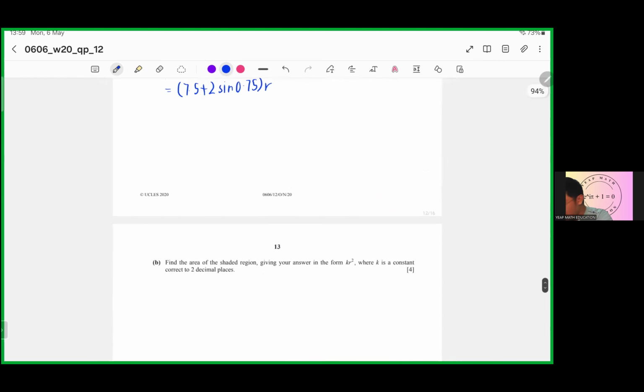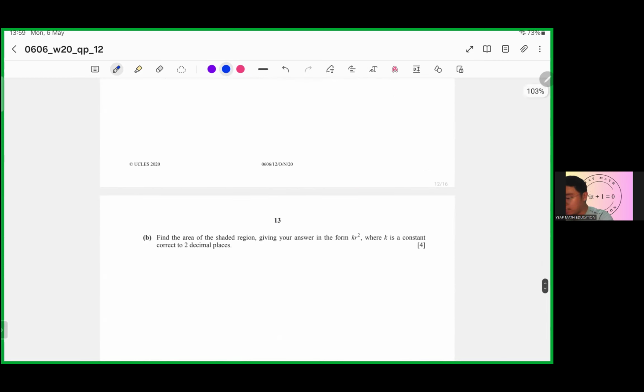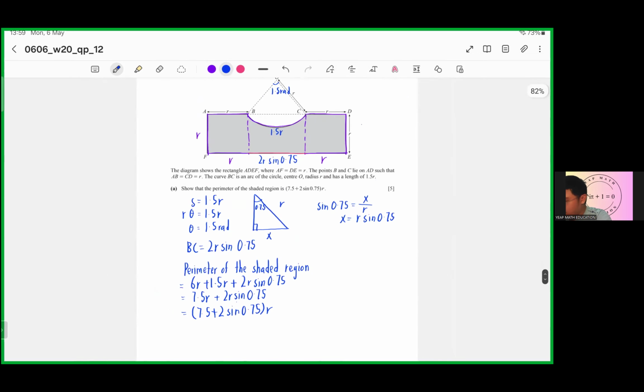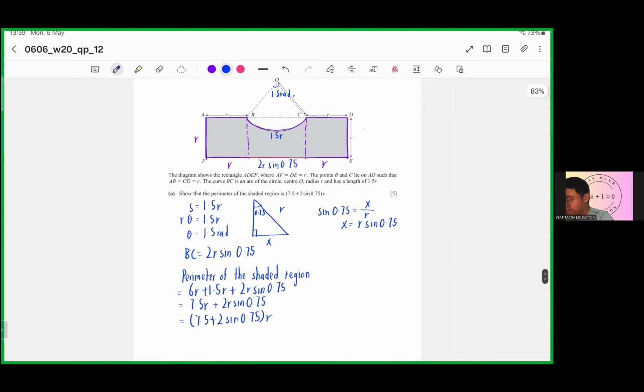Now we look at the next question. Find the area of the shaded region, giving your answer in the form kR squared, where k is a constant, correct to two decimal places. Now we look at this question. For this, actually it's easy to find. But for this, we need to use another pathway. Let me think.